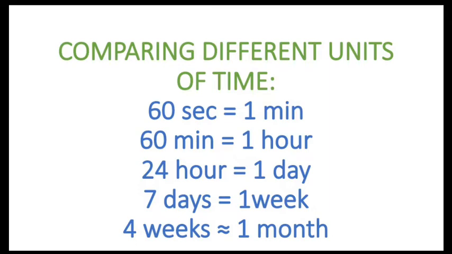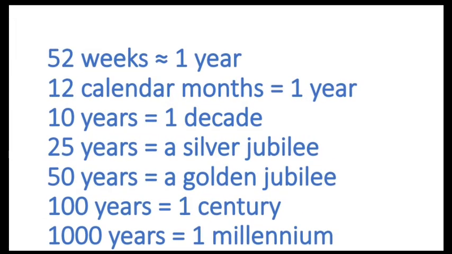24 hours is 1 day, 7 days is 1 week, 4 weeks is approximately 1 month, 52 weeks is 1 year, 12 calendar months is 1 year, 10 years is 1 decade, 25 years is a silver jubilee, 50 years is a golden jubilee, 100 years is a century, and then 1000 years a millennium.